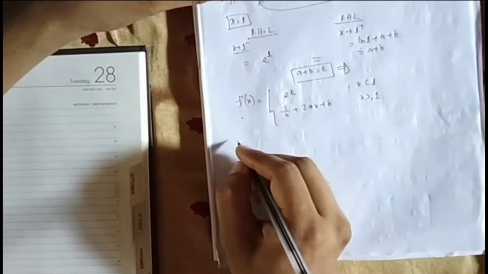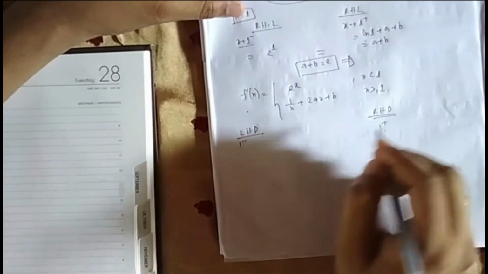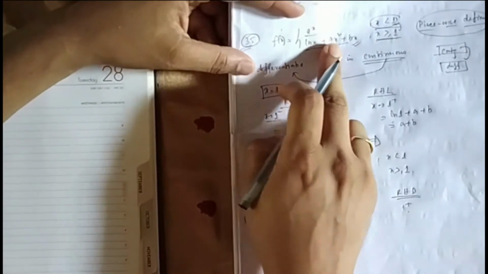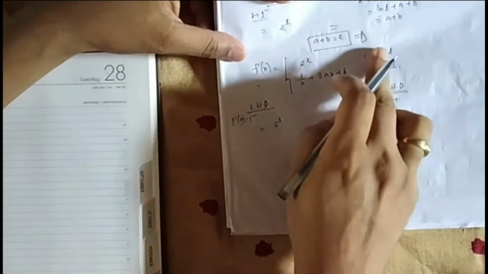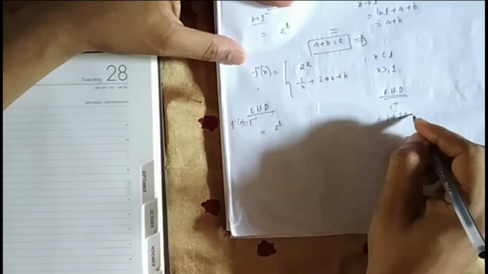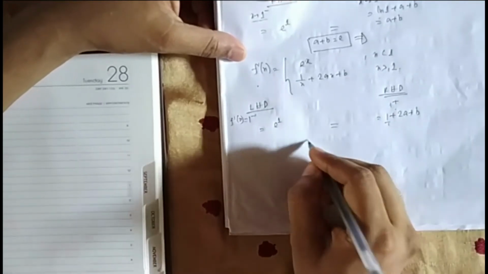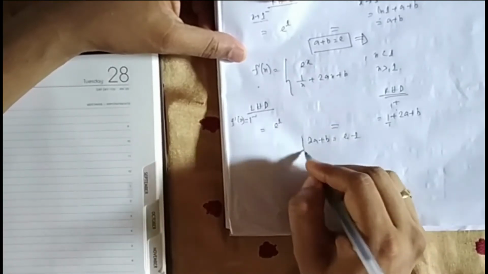So what will we do? We will check the left hand derivative and right hand derivative, again at x equal to 1. The left hand derivative uses 1 minus and the right hand derivative uses 1 plus, in the derivative itself. In f(x) we put x equal to 1 for continuity, and for the derivative we put it in f dash x. So for less than 1 we get e to the power 1, and for greater than 1 we get 1 by 1, that is 1, plus 2a plus b. These two should be equal for differentiability: 2a plus b should be equal to e minus 1. This is your second equation.